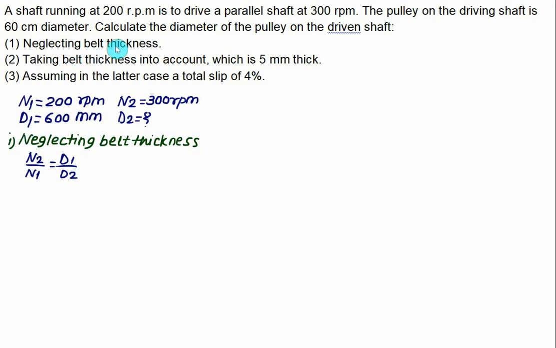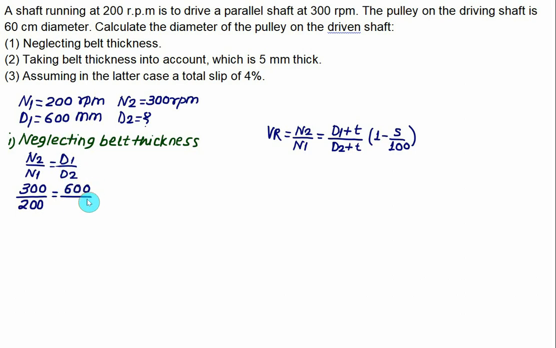In the first part you have to neglect the belt thickness, so we have N2 by N1 is equal to D1 by D2. The generalized formula is N2 by N1 is equal to D1 plus T upon D2 plus T. This time thickness is neglected and the slip is also neglected, so we get N2 by N1 is equal to D1 by D2. N2 is equal to 300 divided by N1, which is equal to 200. D1 is equal to 600 and D2 we have to find out. So neglecting the belt thickness, we get the value of D2 is close to 400 mm, that is 40 cm.